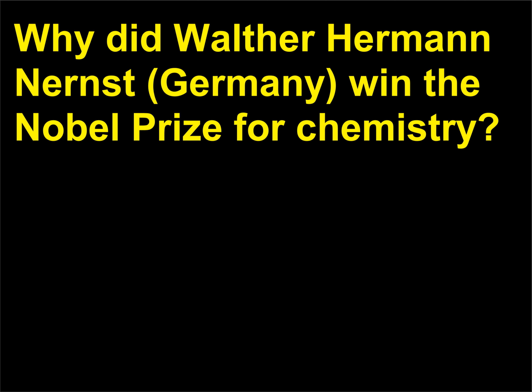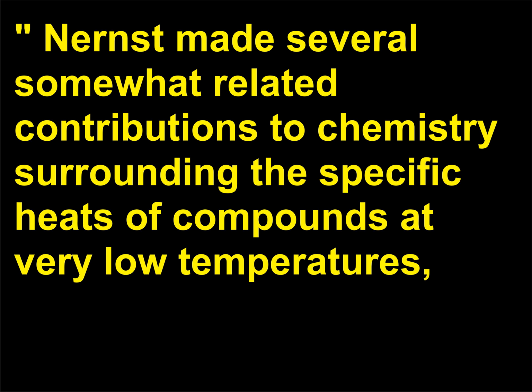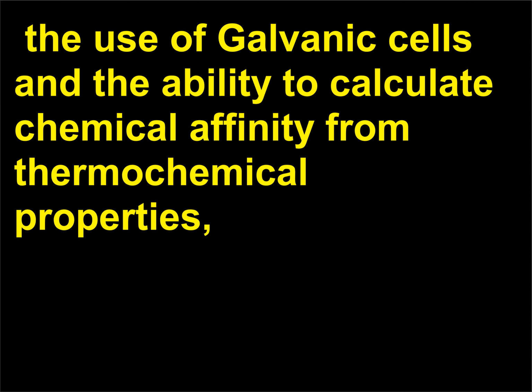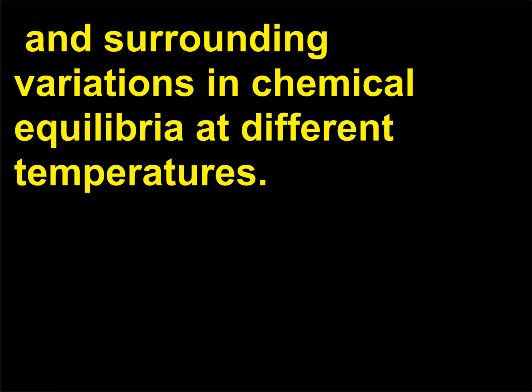Why did Walter Hermann Nernst, Germany, win the Nobel Prize for Chemistry? For his work in thermochemistry. Nernst made several somewhat related contributions to chemistry surrounding the specific heats of compounds at very low temperatures, the use of galvanic cells and the ability to calculate chemical affinity from thermochemical properties, and surrounding variations in chemical equilibria at different temperatures.